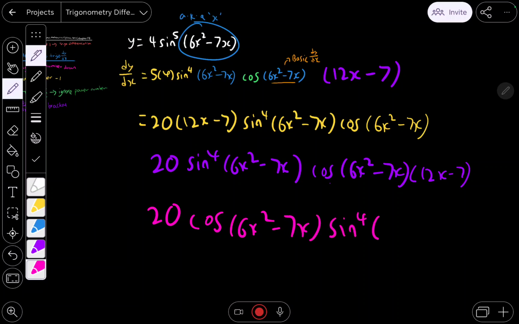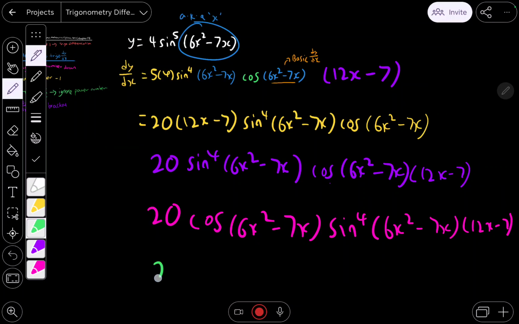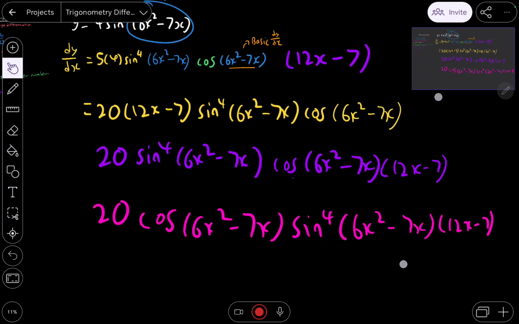Sine power 4, 6x squared minus 7x, 12x minus 7, or one more way which I can write our answer, which I'll write in, let's see, write it in green. Okay, 20, let me see, what have I not used yet? Yeah, actually only 3 ways to write it. Okay, yeah, sorry, only 3 ways. But if I get the 4th way, I will tell you. Yeah, 3 ways only from what I see. So these are the 3 ways.